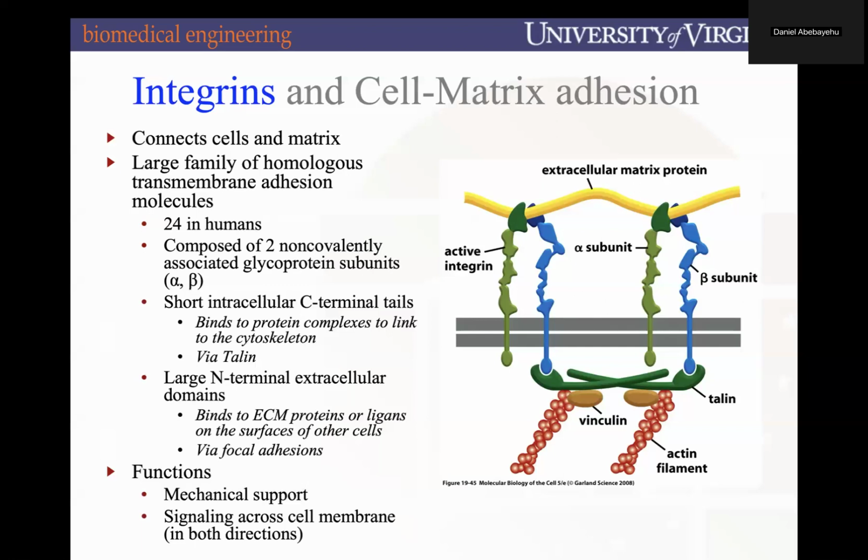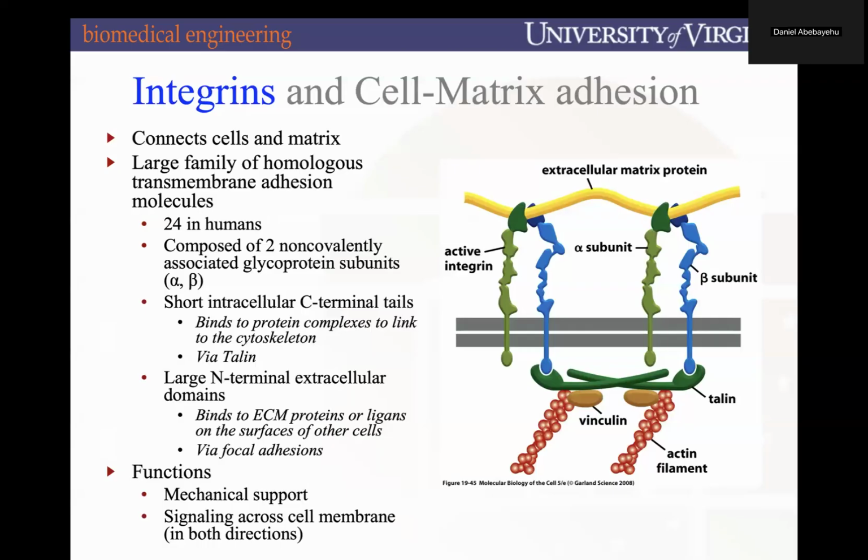So integrins are the main receptors on cells that bind to ECM proteins. Integrins usually have an alpha subunit and a beta subunit. Those alpha and beta subunits come in different flavors, and there's different combinations of alpha and beta subunits. So in humans, we have about 24 different combinations found on cells.